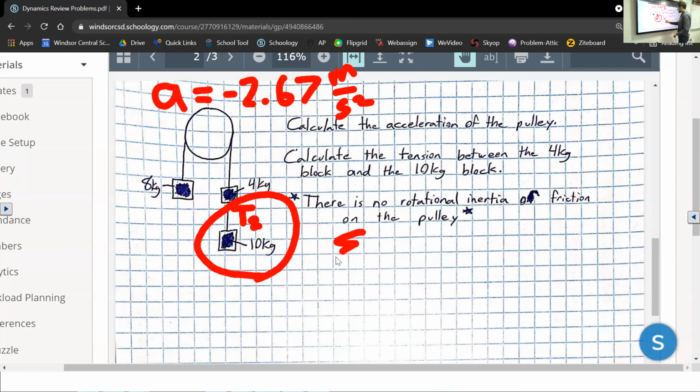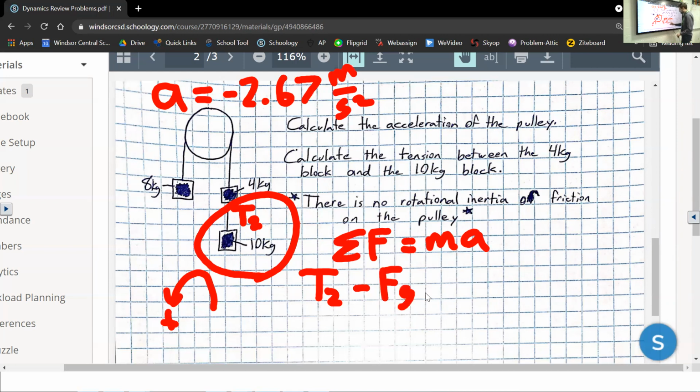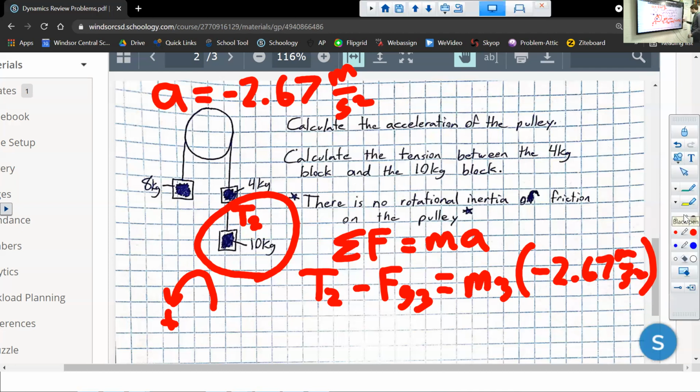So I'll set up net force equals MA again. What are the forces on my block here? Tension and gravity. So I'll make tension positive because I decided that that was the way things were going to go this way. And then minus Fg3 for the weight of that block, and this would be M3. And then what's the acceleration that my block's going to actually move with? Yeah, negative 2.67. So it has the same acceleration as the whole system because it's attached to it.